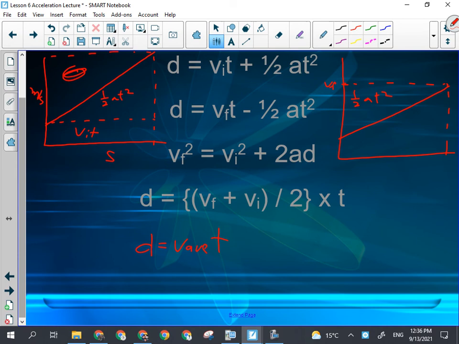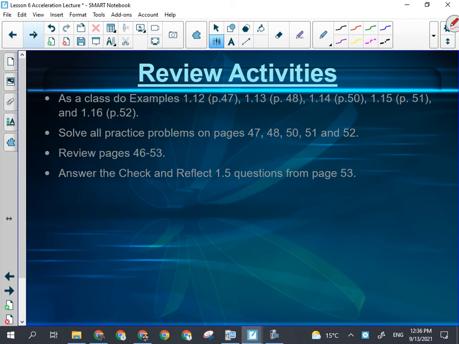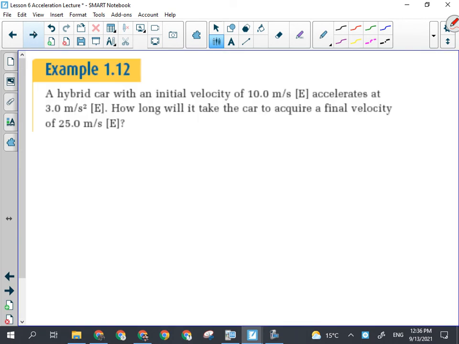All right, so we're just going to look over a bunch of examples here today, look at how we manipulate all of these formulas and get used to how they work. I want you guys to write that one down. See if you can figure out which formula to use and then solve it. I'll give you a couple minutes, then I'll walk through.